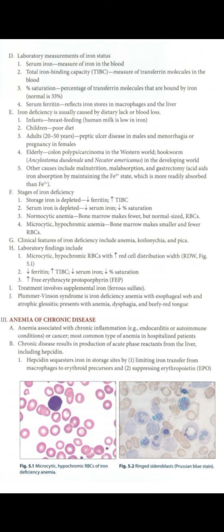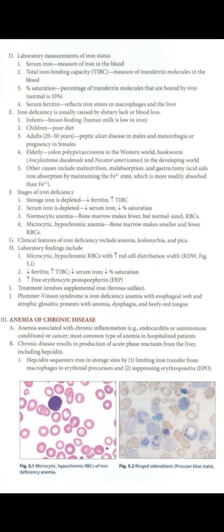Treatment involves supplemental iron, ferrous sulfate. Plummer-Vinson syndrome is iron deficiency anemia with esophageal web and atrophic glossitis, presenting with anemia, dysphagia, and beefy red tongue.